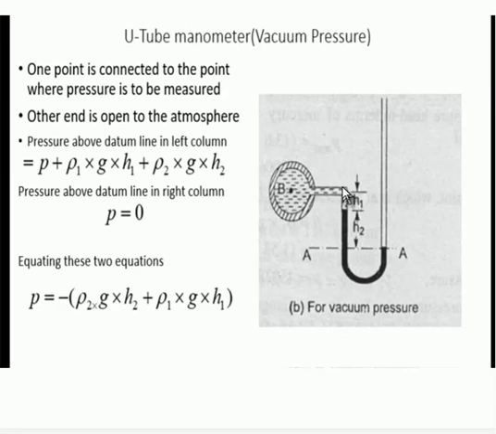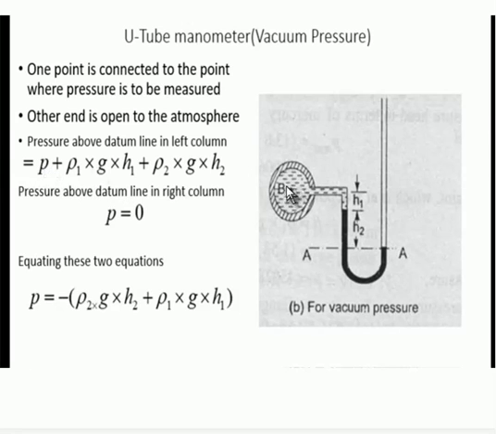That is connected to one end of the column, where the pressure needs to be found out, and the other end is open to the atmosphere. The pressure above the datum line in the left column: see here, this is the datum line, A is the datum line. The pressure above it in the left column is given by P.